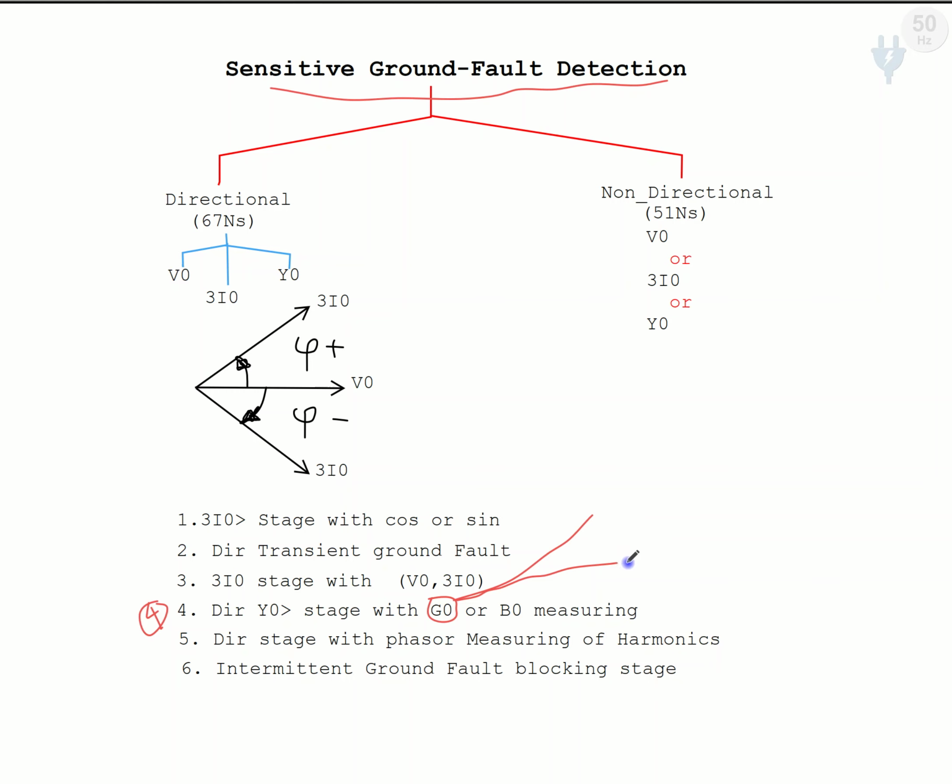the zero sequence component of the ground fault current will be inductive in nature. So at that time we use G0 and we tilt by minus 45 degrees.